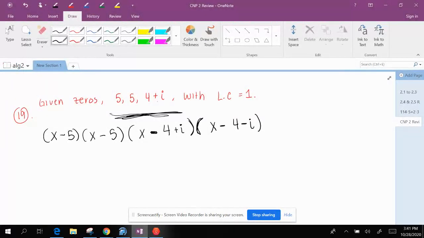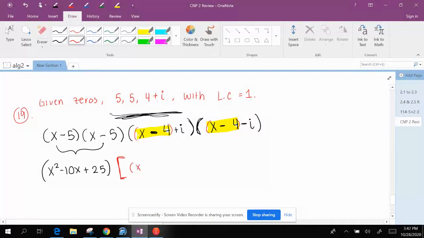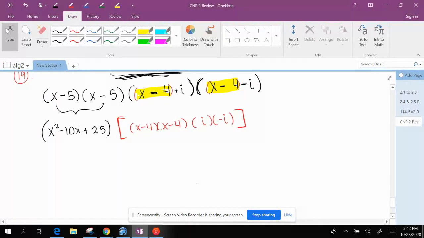So now we have to start the foiling process. So I'm going to FOIL this first part. I get x squared minus 10x plus 25. This one, I'm going to regroup my x and my 4 together. I'm going to use a big bracket this time because I hate double parentheses. And I have x minus 4, and then i and negative i. Regroup in what we're multiplying together. So we can FOIL this guy to be x squared minus 8x plus 16. And i times negative i is negative i squared, which translates to 1.